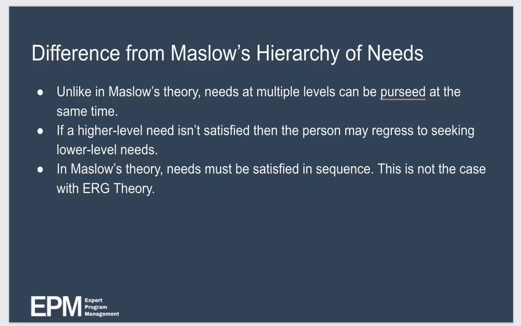So there are several differences between ERG theory of motivation and Maslow's hierarchy of needs that you should be aware of. So firstly, unlike in Maslow's theory, needs at multiple levels can be pursued at the same time. And also in ERG theory, if a higher level need isn't satisfied, then the person may regress to seeking to satisfy lower level needs. So that's the frustration regression principle we just covered. And finally, in Maslow's theory, needs must be satisfied in sequence, starting from the bottom of the pyramid and working your way to the top, one at a time. And that's not the case with ERG theory, where different levels of needs can be satisfied at any time. So for example, an individual can feel that they are having their growth needs met while still feeling unsatisfied in their relationships.